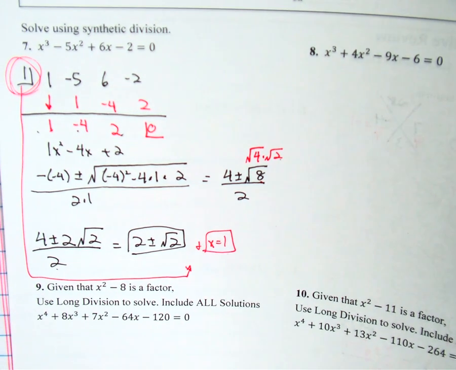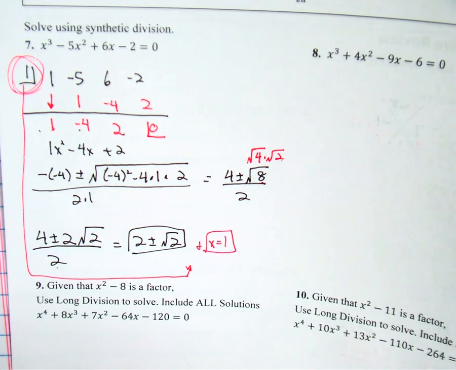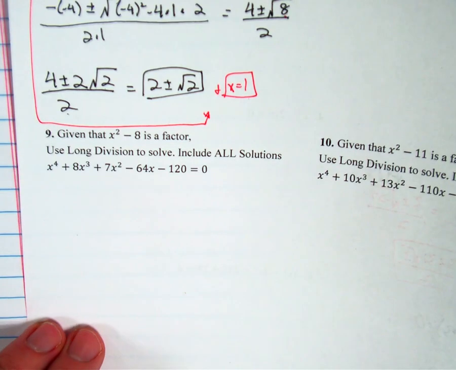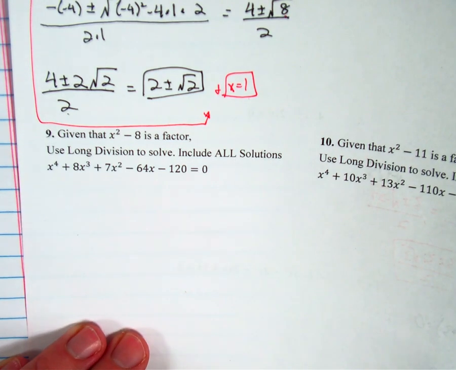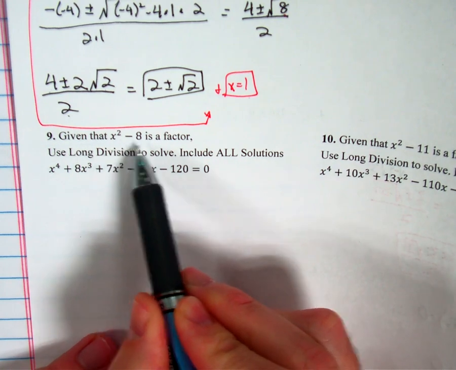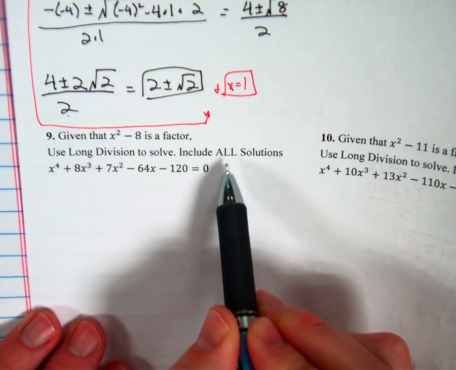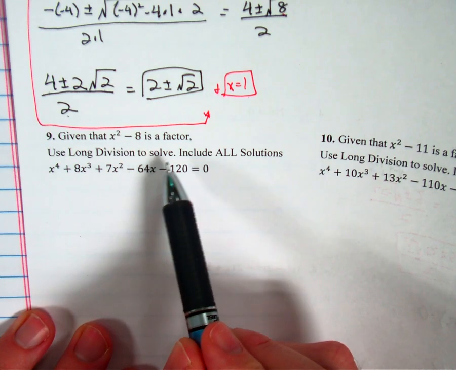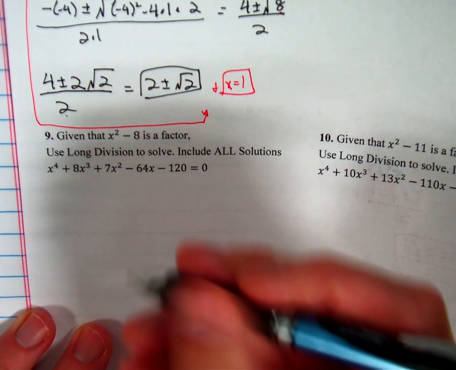Okay, last one, long division. And this is kind of a longer problem. Nothing's individually very difficult here, but there's a lot of little steps. So it tells you that x squared minus 8 is a factor and to use long division. Now for the long division part, I would throw a 0x in the middle of that as a placeholder.